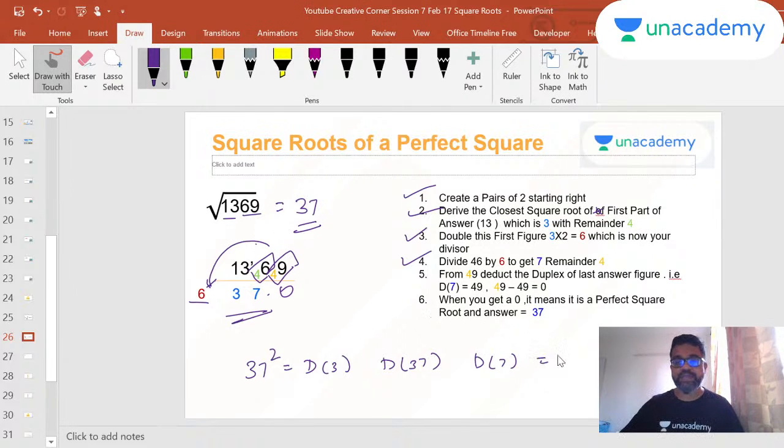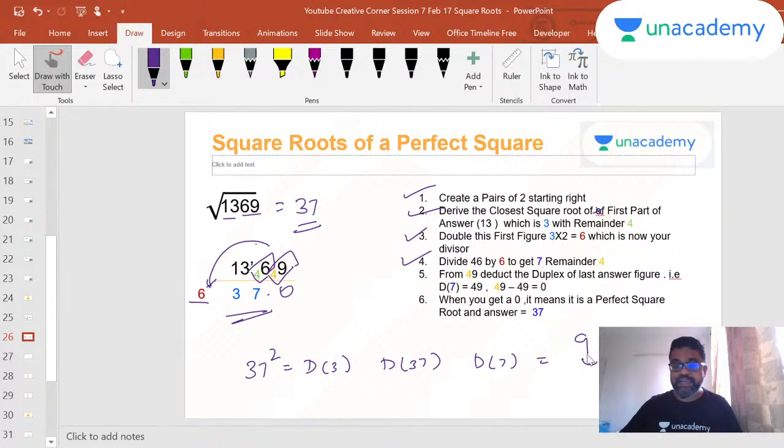Okay, so let me do that here again. The duplex of a 3 is a 9, right? The duplex of 3 and 7 is a double digit number. When you have a duplex, it's twice the product of these two numbers. So 3 into 7 is 21, twice of 21 is 42. And then you have the duplex of 7. The duplex of 7 is 49. So this is my answer effectively.